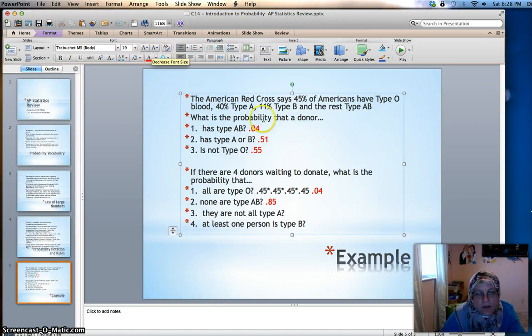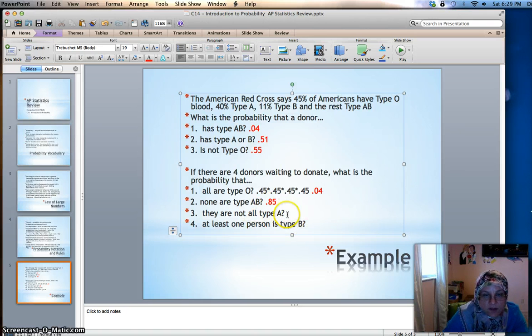Okay, so 85% that nobody of the 4 is type AB. What's the probability that they're not all type A? Okay, so all type A would mean that every single one of them was type A. So that would be 0.4, 0.4, 0.4, 0.4. But I want them to not all be type A. That means maybe none of them are, or maybe one of them is, or maybe 2 of them are, or maybe 3 of them are, but just not all of them.